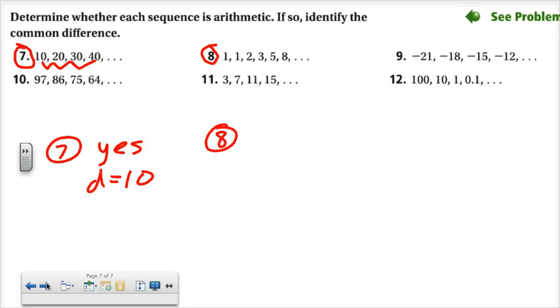So for number 8, 1 plus 0 is 1, but 1 plus 0 is not 2. That's a no. It has to be the same number every time. And remember, it's called the common difference because to get it, you can work backwards and say 8 minus 5 is 3. 5 minus 3 is 2. 3 minus 2 is 1. 2 minus 1 is 1. And 1 minus 1 is 0. This does not come out to be the same thing every time. So that is not a common difference. And that is not arithmetic. That should do it for this section.